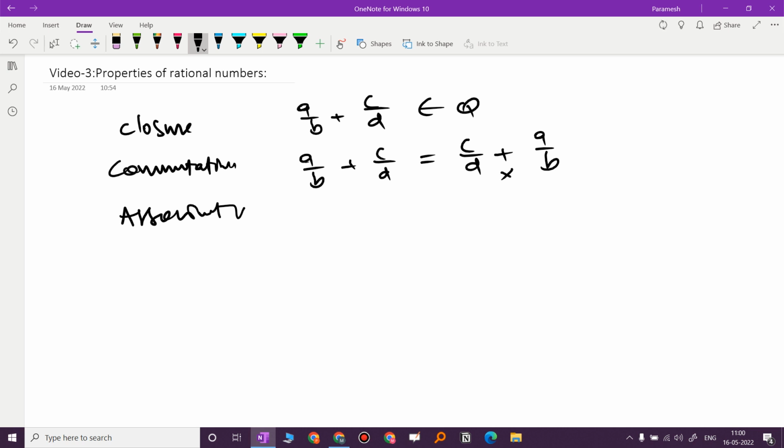Similarly, you can check it for multiplication, subtraction, and division. Of the four operations, the rational number set satisfies the commutative, closure, and associative properties only under some of them.